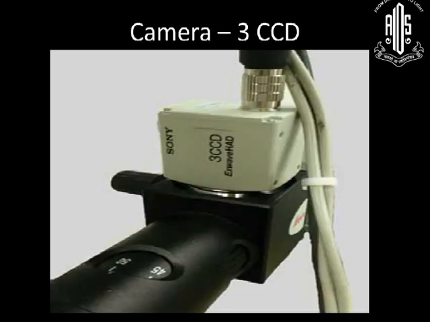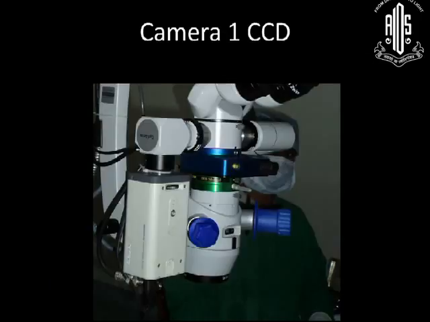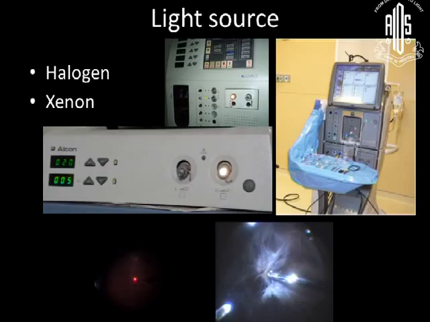Now what about the camera? I've always spoken in detail. You can go for a 3 CCD camera, it will be easy on your pocket. You can also go for a 1 CCD camera, and you can have analog 3 CCD cameras, you can have digital 3 CCD cameras.